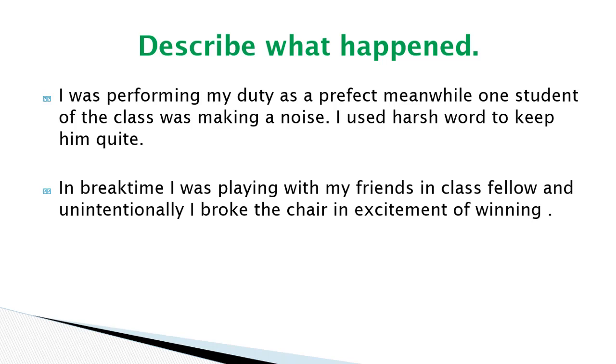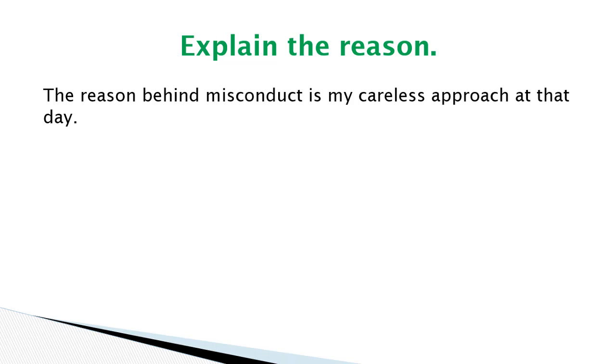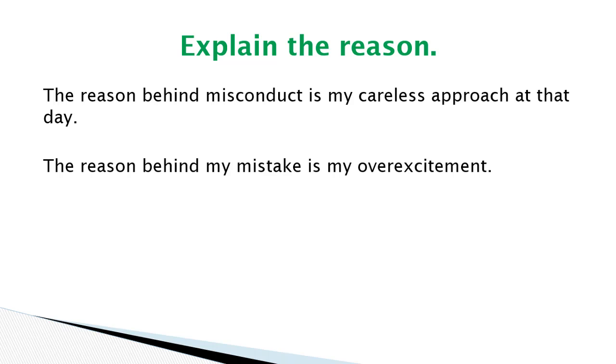There are many ways of describing what happened. It is up to you, but there are many types of mistakes that you committed. So you will write this part according to the situation. Then explain the reason. In a letter, you can write the words, the reason behind. The reason behind misconduct is my careless approach that day. Or you can write, the reason behind my mistake is my overexcitement. I'm just telling you some model sentences. You will write down your own sentences, or you can copy some of these sentences in a letter.